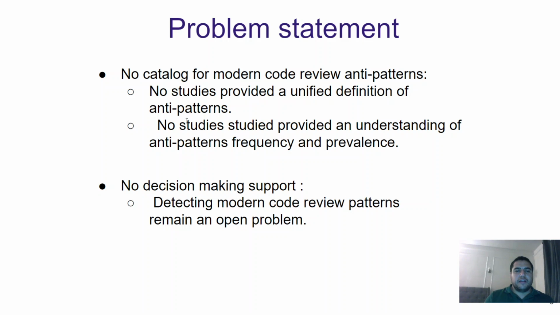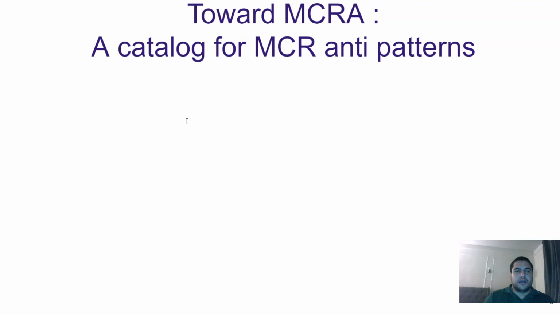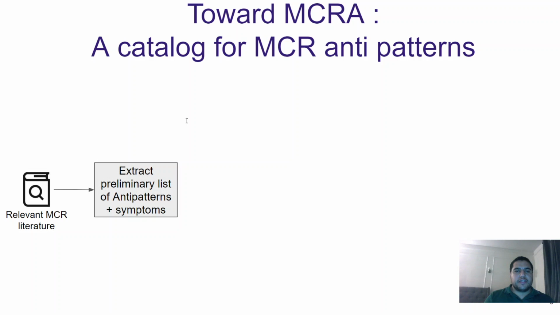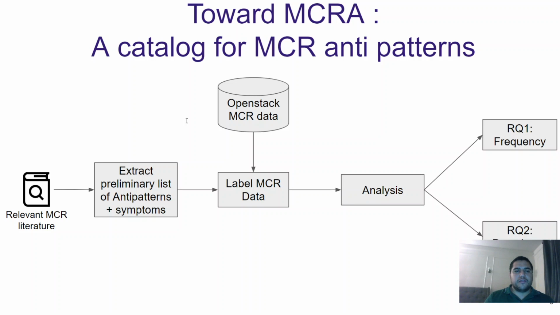Finally, our research comes as an attempt to fill this gap, and we managed to do that by providing a catalog of anti-patterns called MCRA and its associated symptoms, and then we study the frequency and the prevalence of these anti-patterns. To achieve this, we start by analyzing state-of-the-art papers, and we extract a list of anti-patterns and their symptoms. We label MCR data based on the symptoms defined earlier. Finally, we perform some analysis to extract insights regarding anti-pattern frequencies and prevalence.